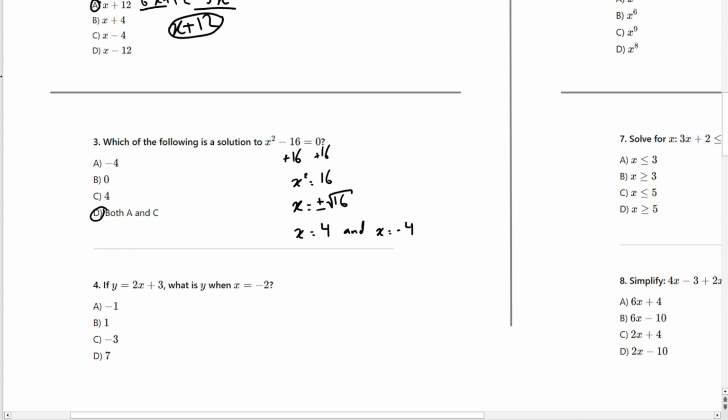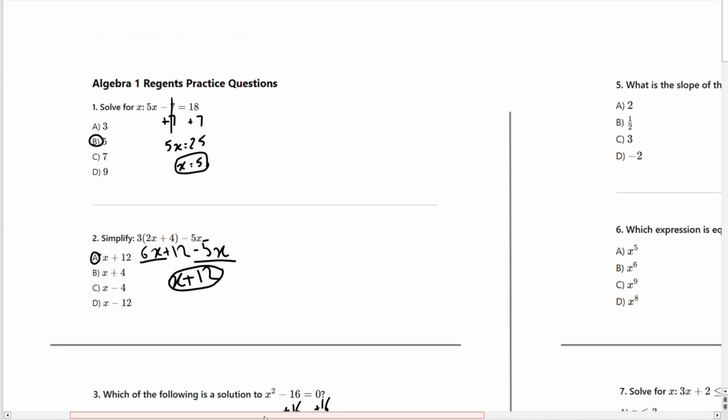For number 4, we have if y equals 2x plus 3, what is y when x equals negative 2? So here we will write y equals 2 times x, and we always put negative 2 as x. So 2 times negative 2 plus 3. That will equal negative 4 plus 3, which equals negative 1, which would be option A. Right. Gonna scroll back to the top.